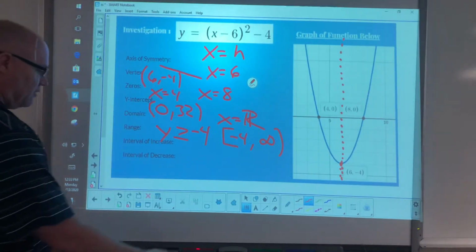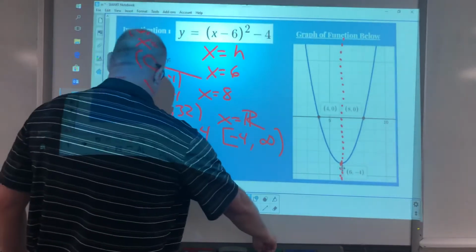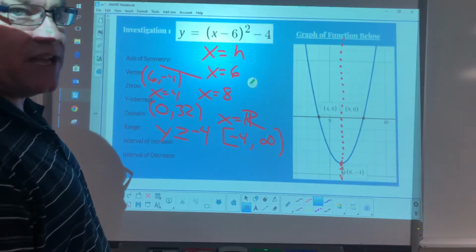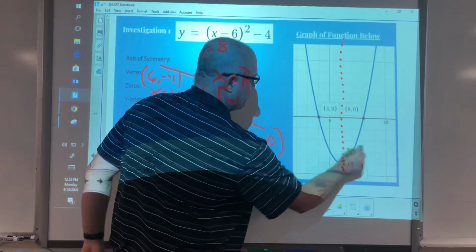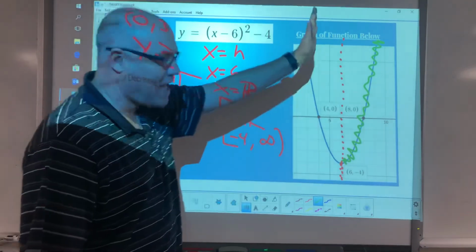Interval of increase, interval of decrease. A lot of you were struggling with this concept before break. So let's see here. Interval of increase. Which half of the parabola is increasing? That's right, the right half. This half here. So this is the part we're talking about, which is the interval of increase.